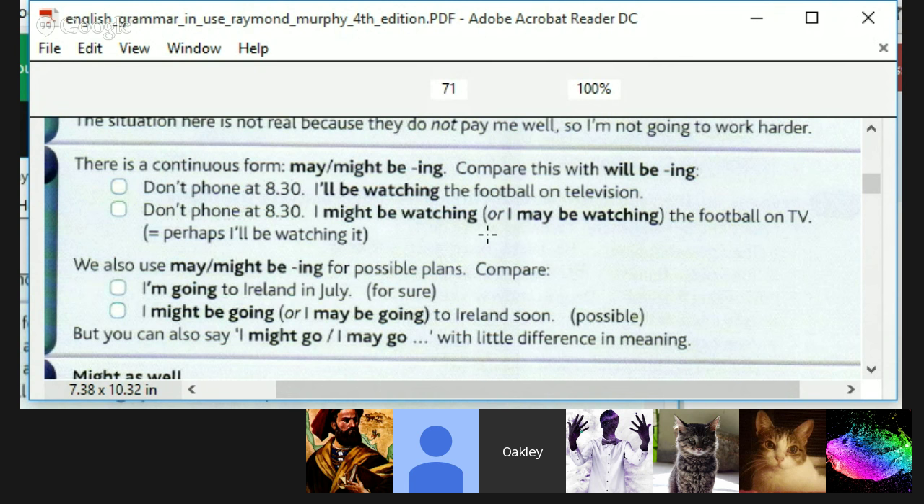If we're trying to give the odds on what I might be watching, it sounds a little more normal in this circumstance than to say maybe I'll be watching the football. Don't phone at 8:30. Maybe I'll be watching football. I always use maybe because I didn't know how to use properly might and may. Now I know. I think in this kind of circumstance, where you're actually trying to talk about something at a predicted time, something quite specific, it's more natural to use a modal.